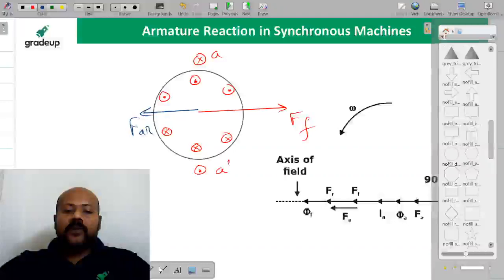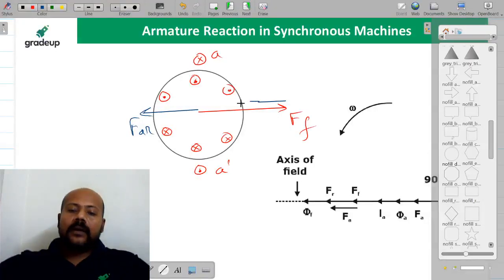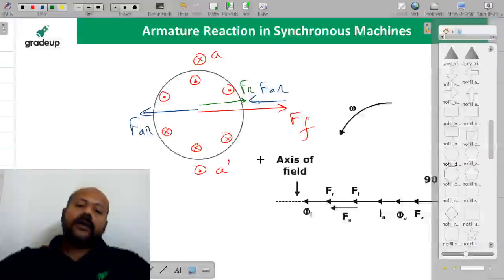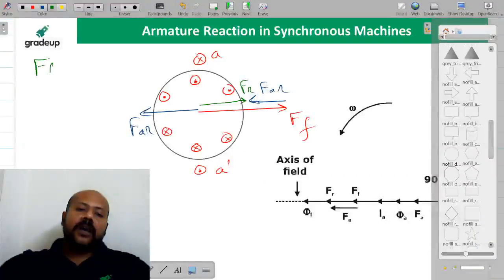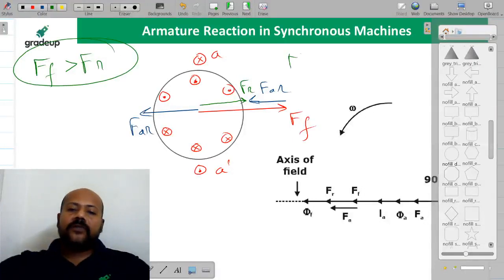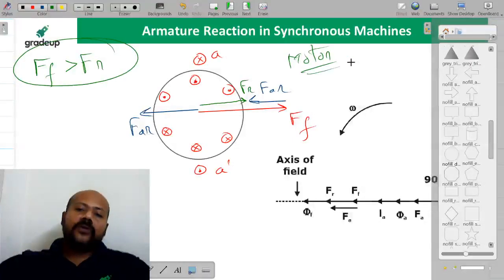So what is going to be your resultant MMF? This is going to be FAR. So what is going to be your resultant? This is going to be your resultant MMF. Again you see FF is more than FR, and this is for the case of motor. So you can write it is going to be over-excited condition.